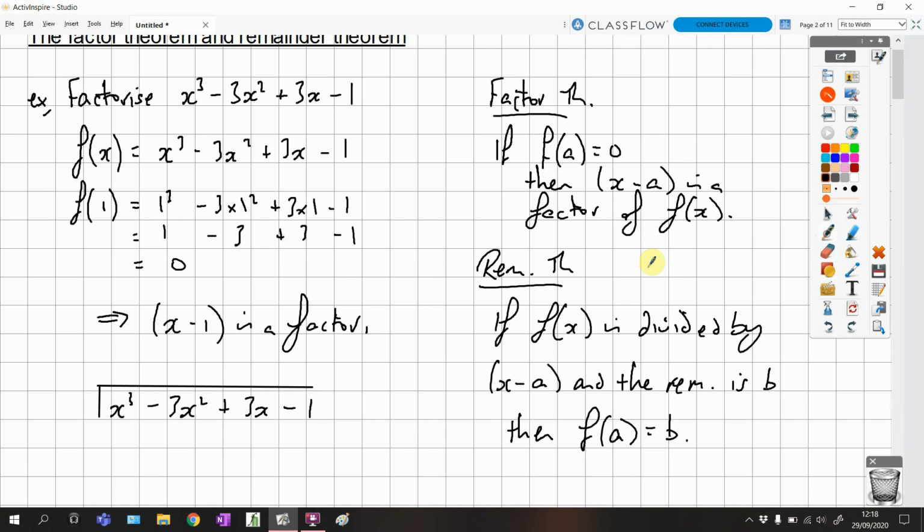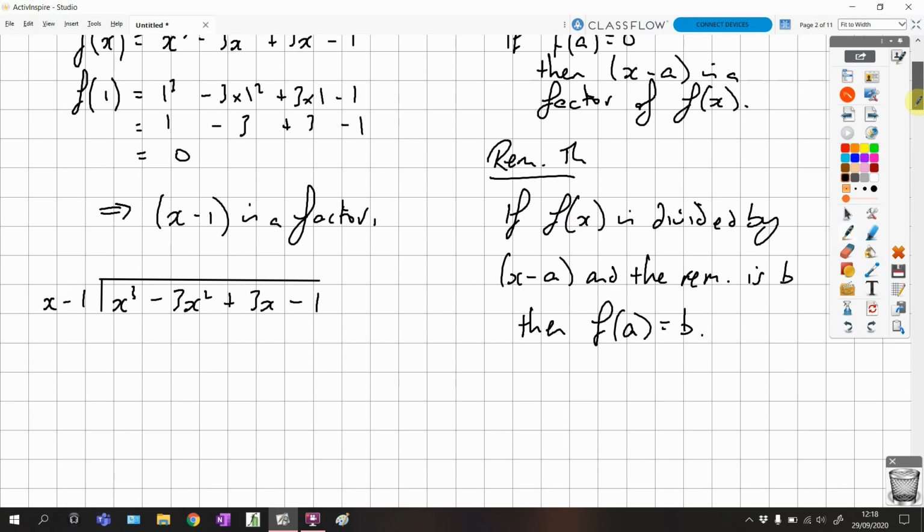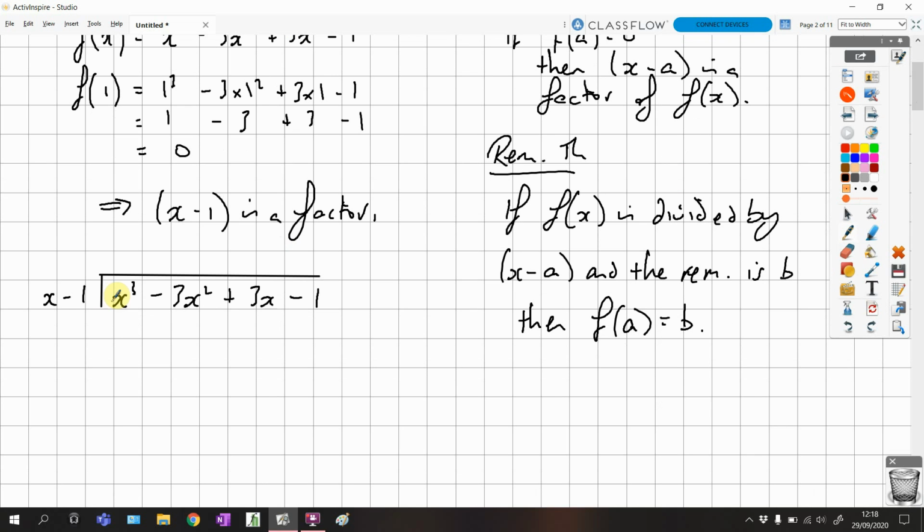Perhaps I will discover that it has other linear factors. Perhaps I will discover that the quadratic that results from this can't be factorised. I don't know, but we can try. X goes into x cubed, x squared times. Multiply x squared times x, x squared times minus 1, do a subtraction. Negative 3x squared plus x squared makes negative 2x squared, and bring this down.